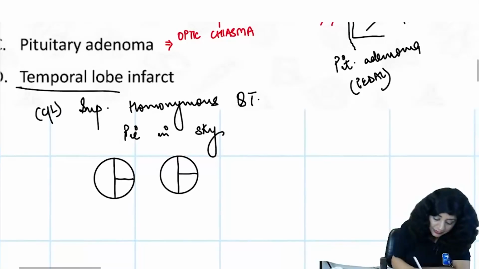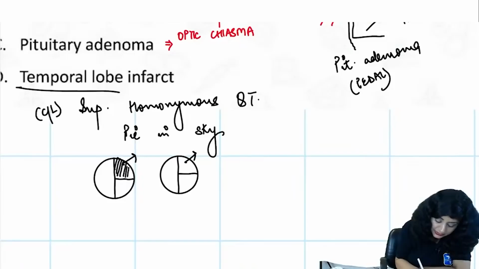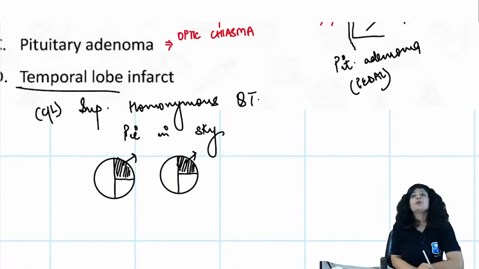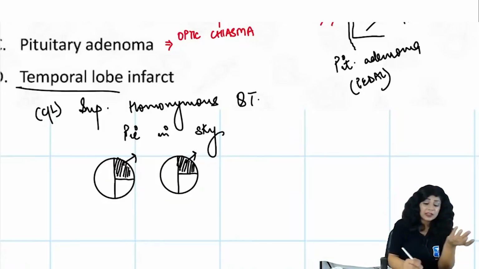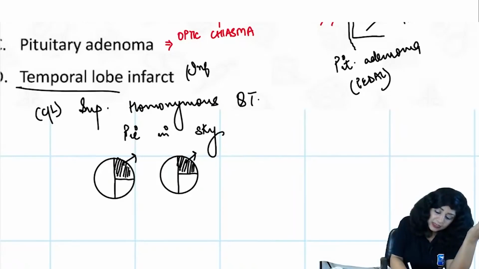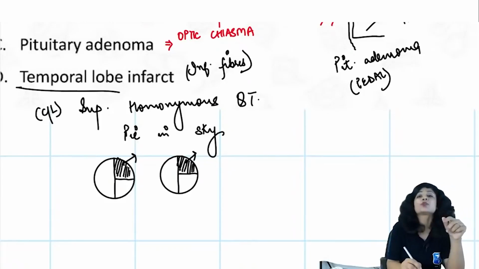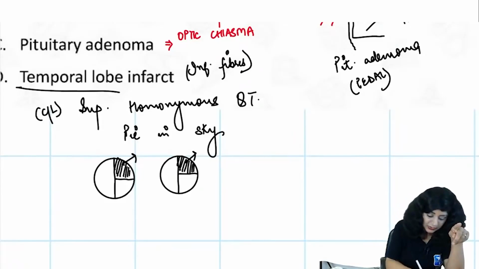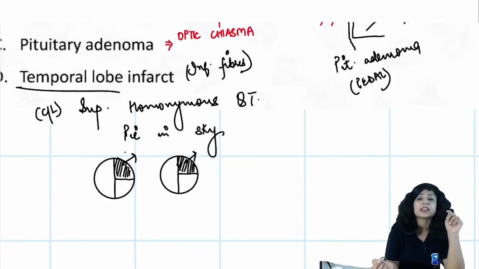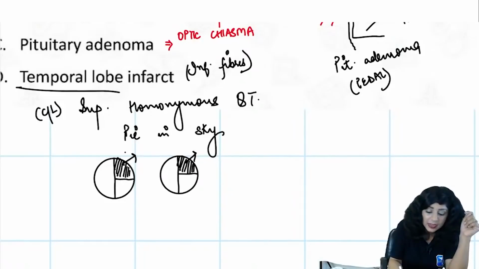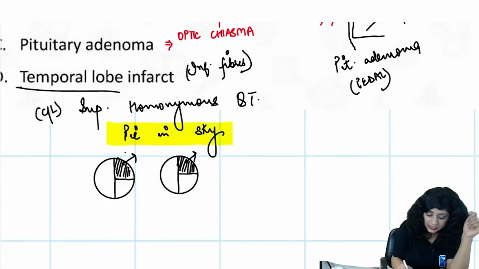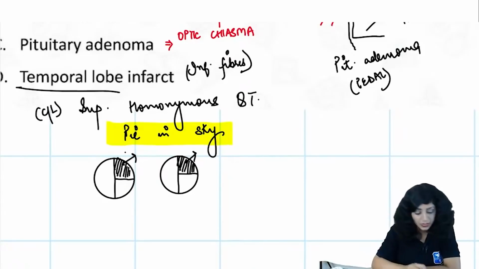So we are having the superior homonymous. So superior quadrant of both the sides is affected. So what happens? The temporal lobe has the fibers which are inferior fibers. Because inferior fibers are affected, it is the superior quadrant which is affected, superior quadrant of both the sides. So this appearance is called the pie in the sky appearance.